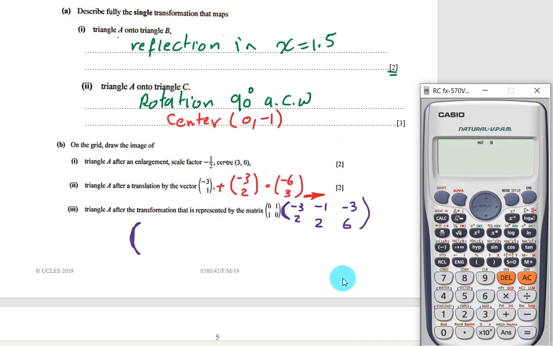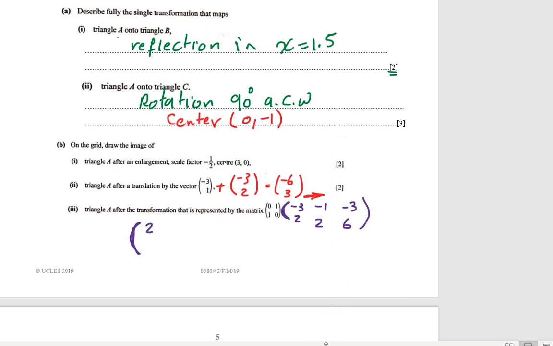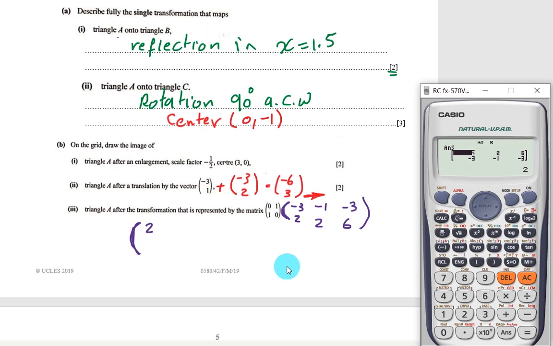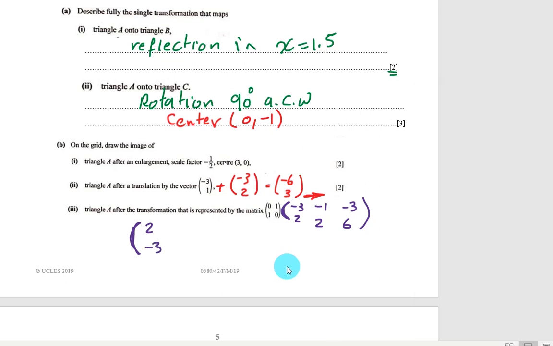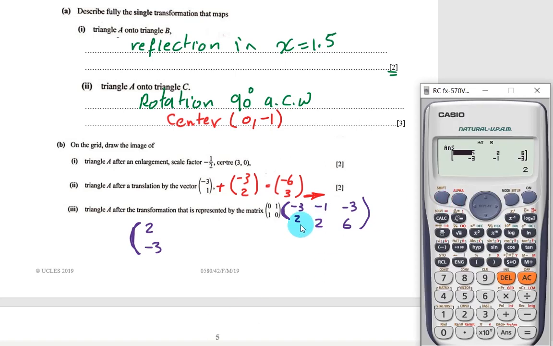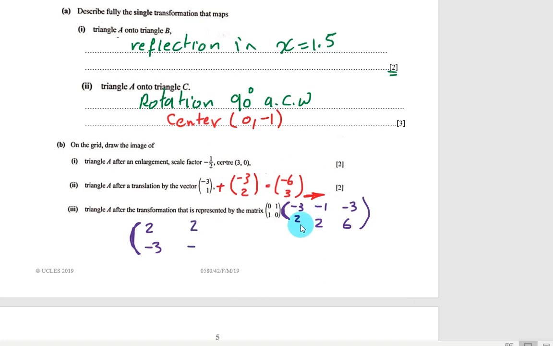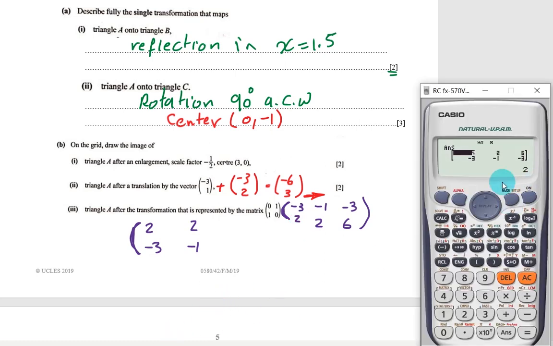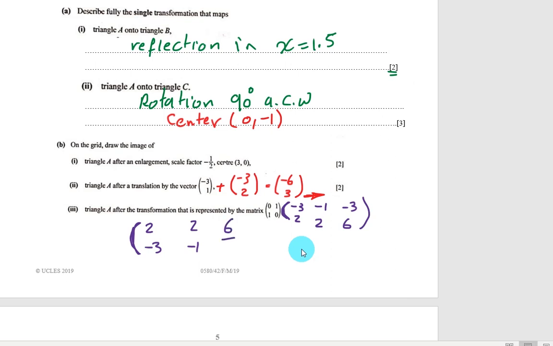And then equal. So the new positions of the points will be: point 1 will be 2 and minus 3. And then 2 and minus 1, the second point. And finally 6 and minus 3.